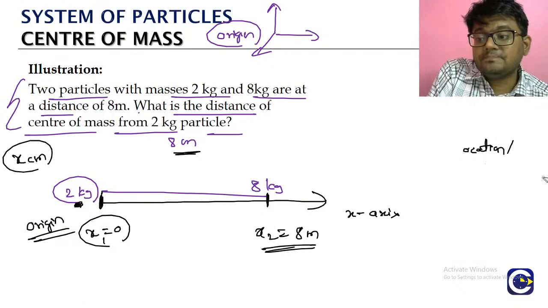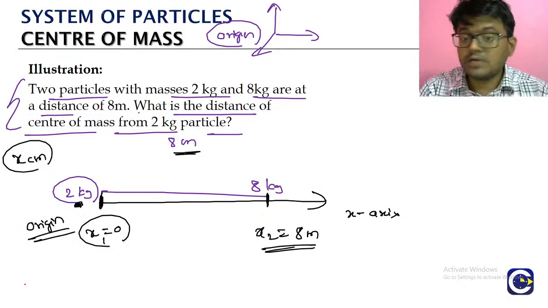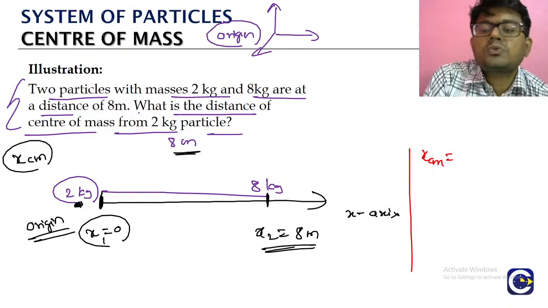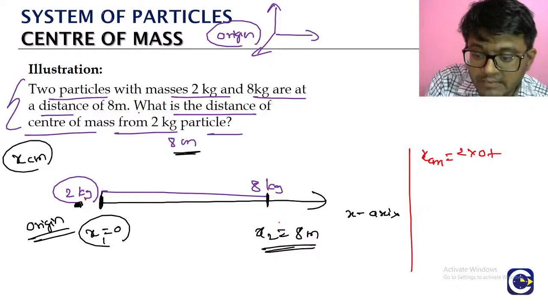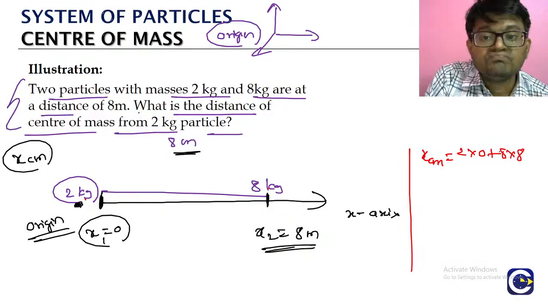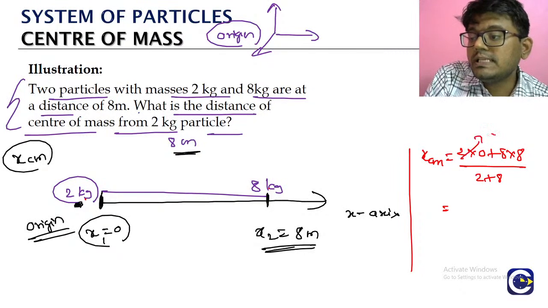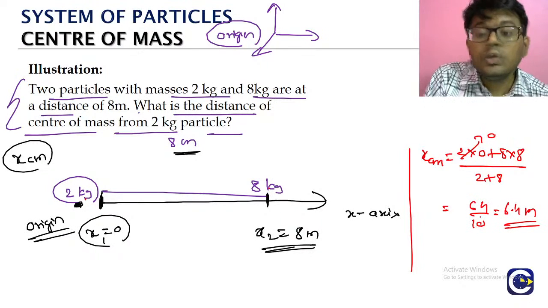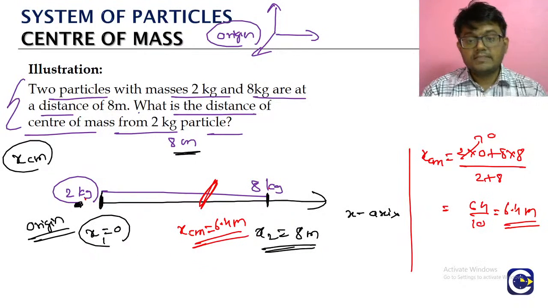Now, using these coordinates, see what we are doing? We are trying to convert the problem, which is in terms of distances, into coordinates first. Now we will use the center of mass x coordinate formula. What is it? m1 x1, means 2 into 0, plus m2 x2, 8 into 8, divided by m1 plus m2, means 2 plus 8. So this is 0 plus 64 by 10, means what? 6.4. Unit will be meter, right? Means the center of mass x coordinate is 6.4 meters.